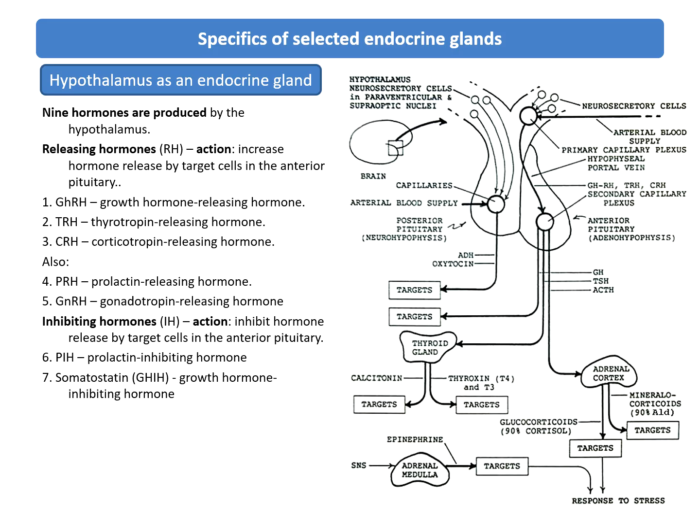Another group are the inhibiting hormones. Their role is to inhibit hormone release by target cells in the anterior pituitary. There's PIH, prolactin inhibiting hormone, and somatostatin, or GHIH, growth hormone inhibiting hormone. Other hormones include ADH, vasopressin, and oxytocin. These will be described at a later time. All of the hormones listed are transported by the blood vessels as pointed out.